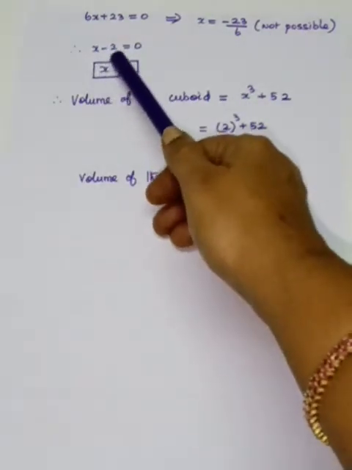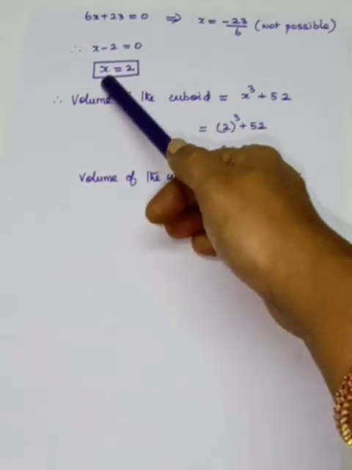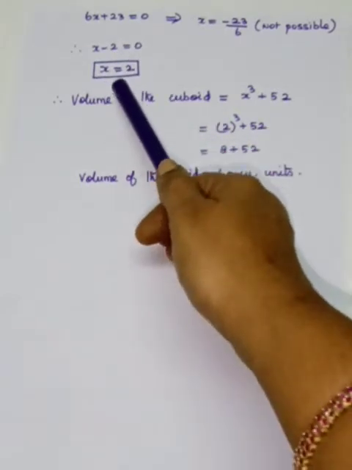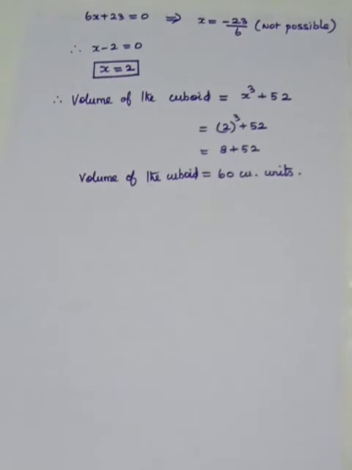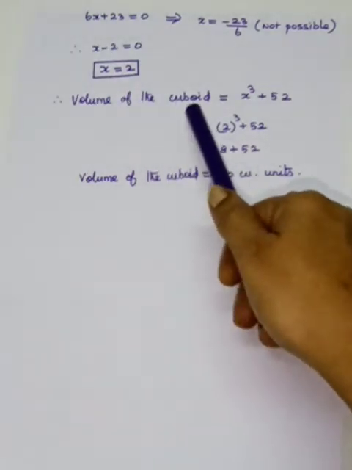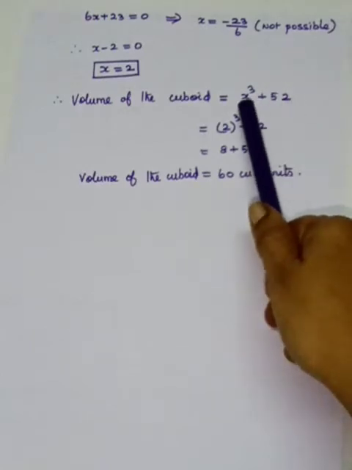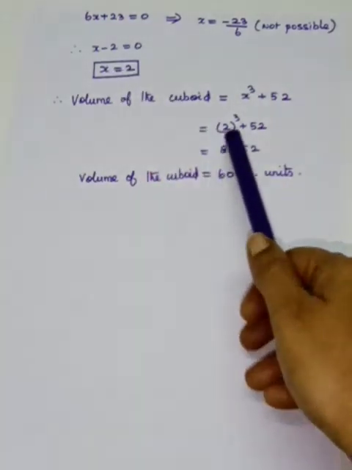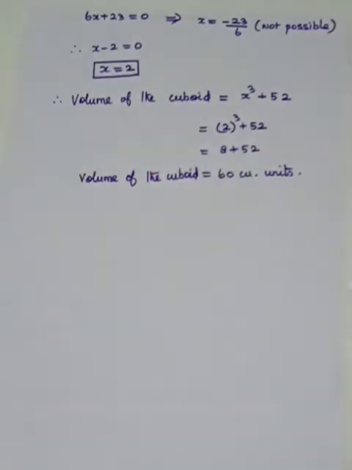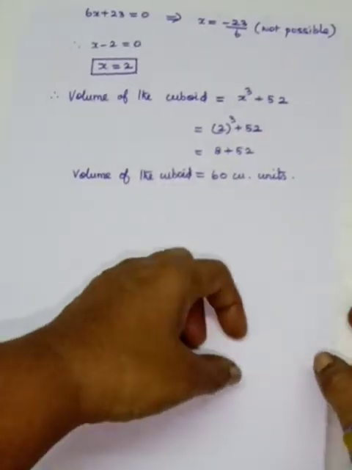The next factor, x minus 2 is equal to 0, means x is equal to 2. So the side of the cube is 2 units. Next, what is asked? Volume of the cuboid. So that is x cube plus 52. In the place of x, if you substitute 2, it is 2 cube. 2 cube is 8. 8 plus 52, that is 60 cubic units. That is the volume of the cuboid.